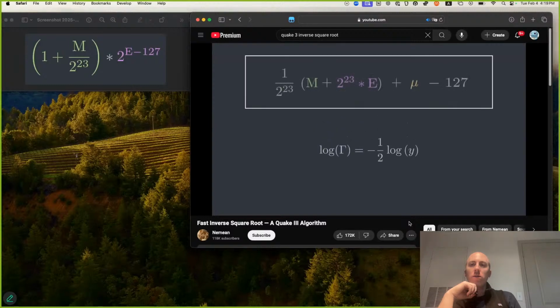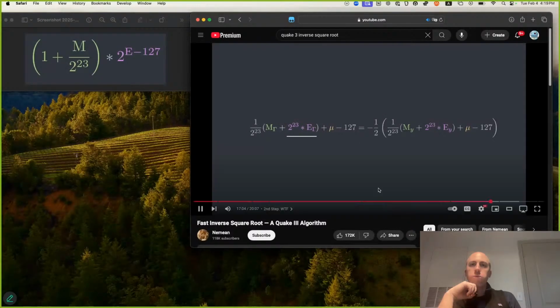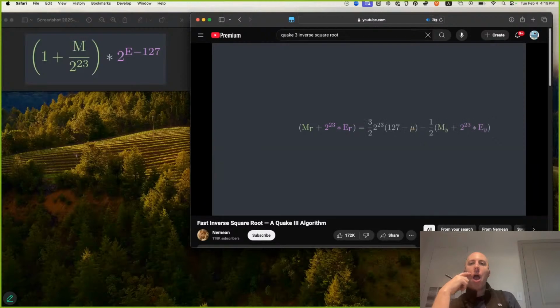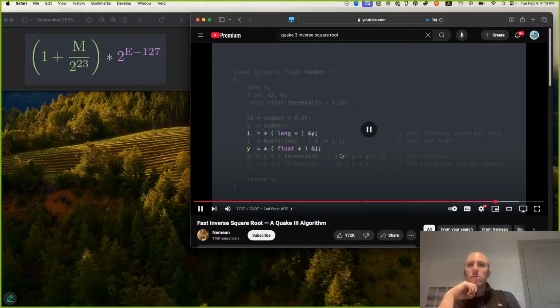Now we replace the logarithm with the bit representation. And then we just solve for the bits of gamma. I'll spare us the details, but this is the result. The magic number turns out to be the remnants of the error term mu, the scaling factor, and the shifting. Now we have the bits of our solution, and we can just reverse the steps from the evil bit.